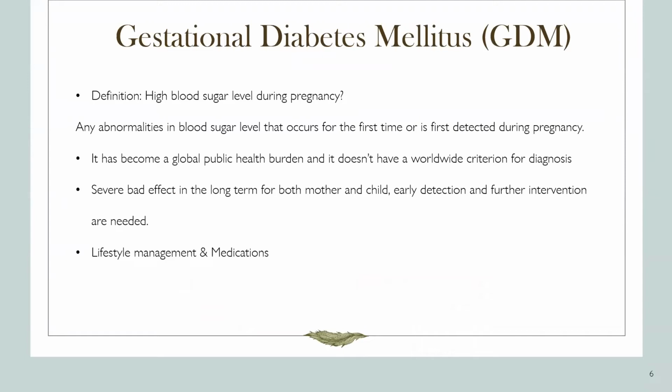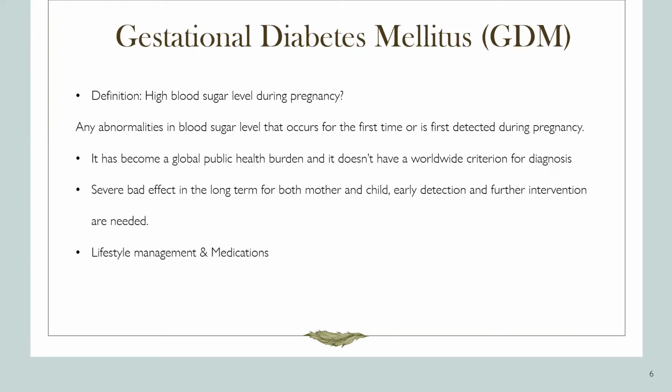So my first topic is gestational diabetes mellitus. Before the literature review, I thought it meant high blood sugar level during pregnancy, but according to the research papers, it actually means any abnormality in blood sugar level that occurs for the first time or is first detected during pregnancy.